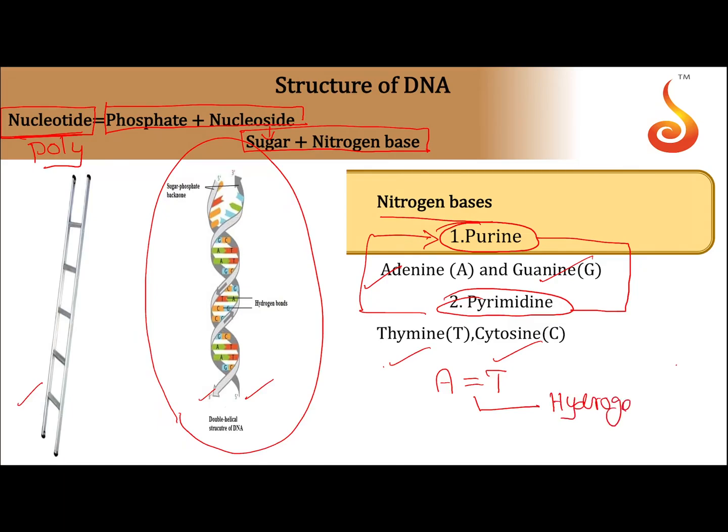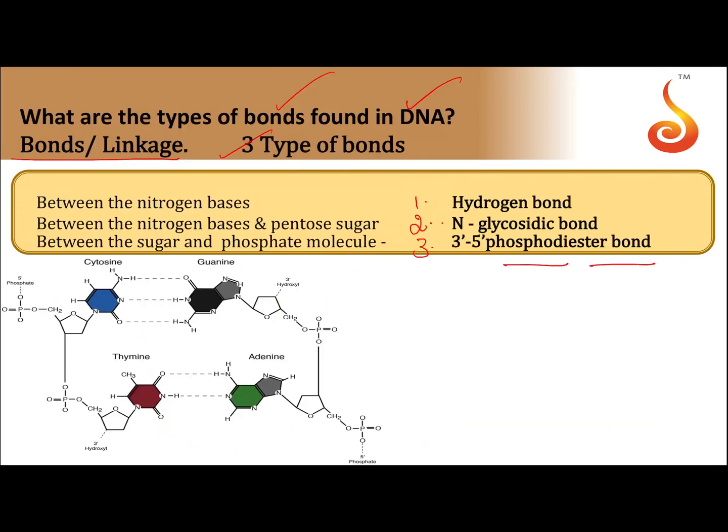Basically, hydrogen bonds are very weak bonds that we can easily separate. Between the guanine and cytosine, we can see three hydrogen bonds. In this figure, we can see three different types of bonds. Between the adenine and thymine, we can see two hydrogen bonds. Between the guanine and cytosine, we can see three hydrogen bonds. So, hydrogen bonds are present between the nitrogen bases.